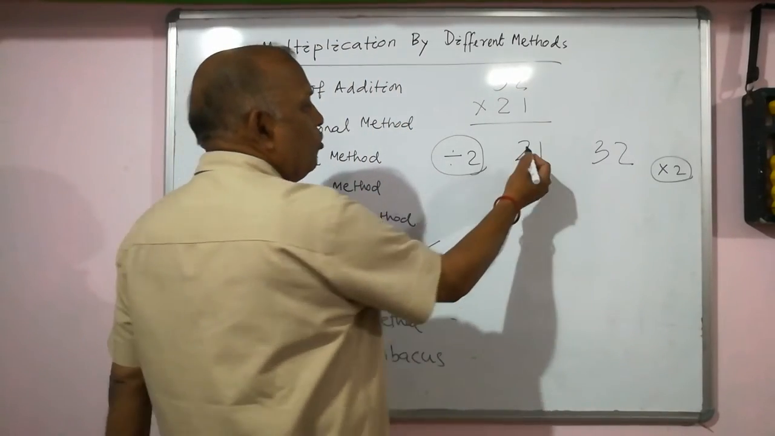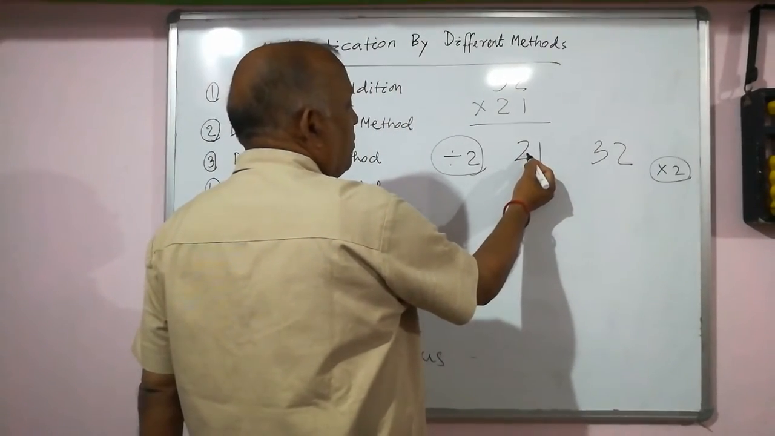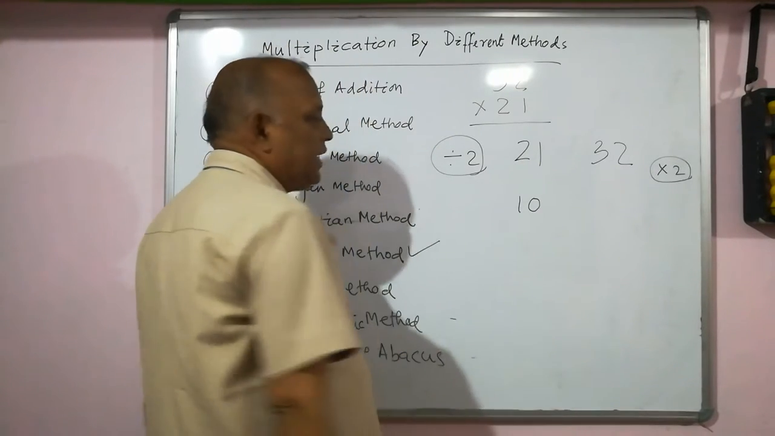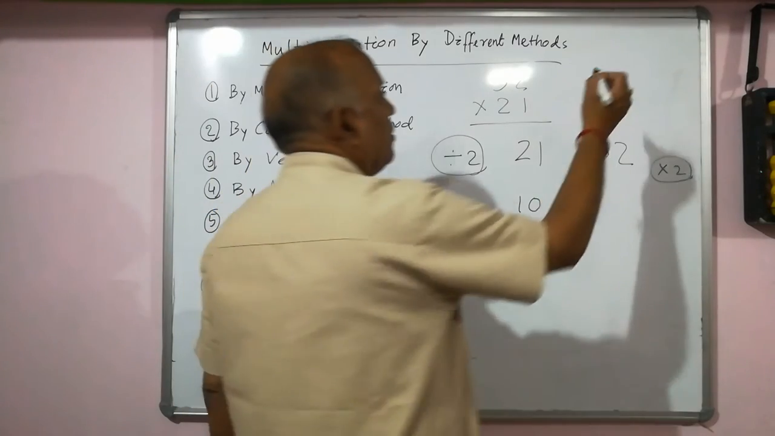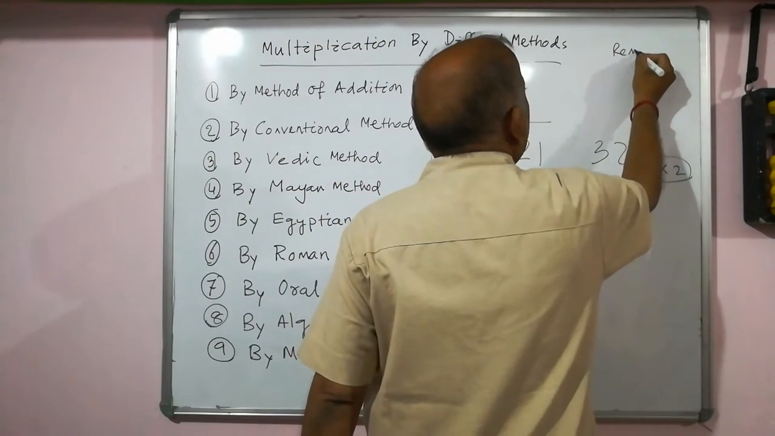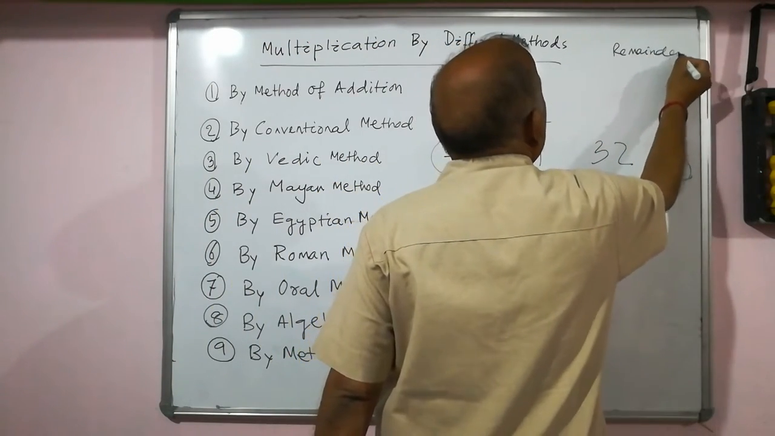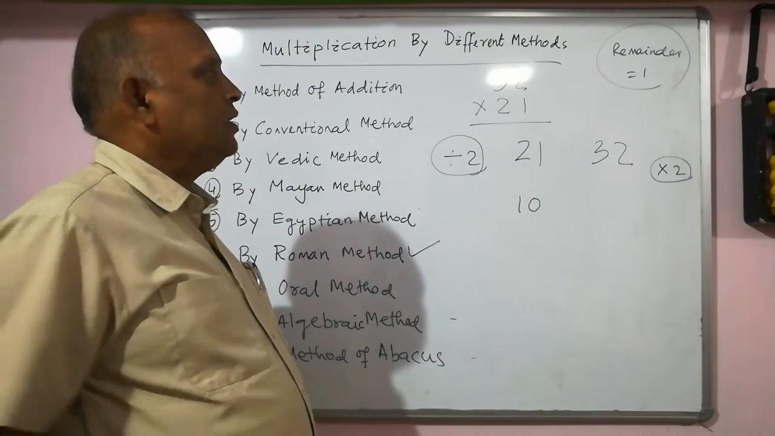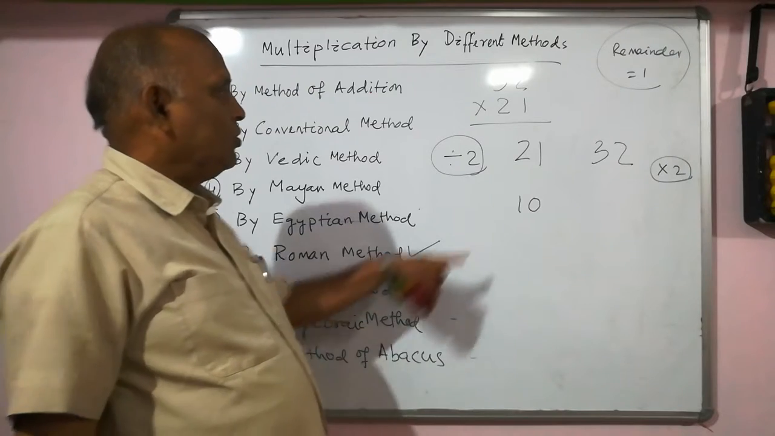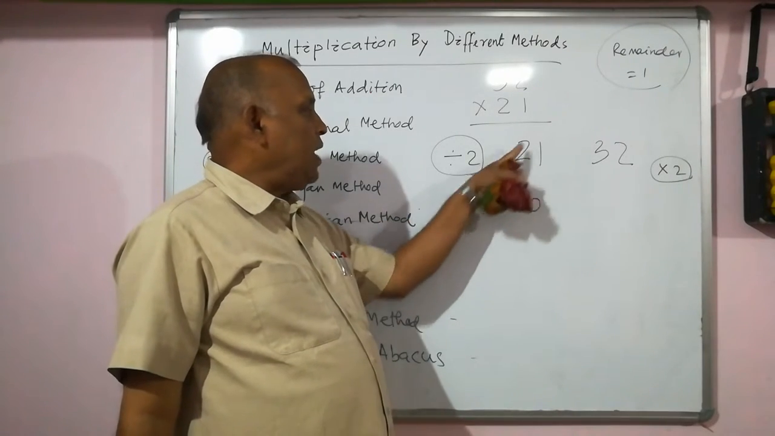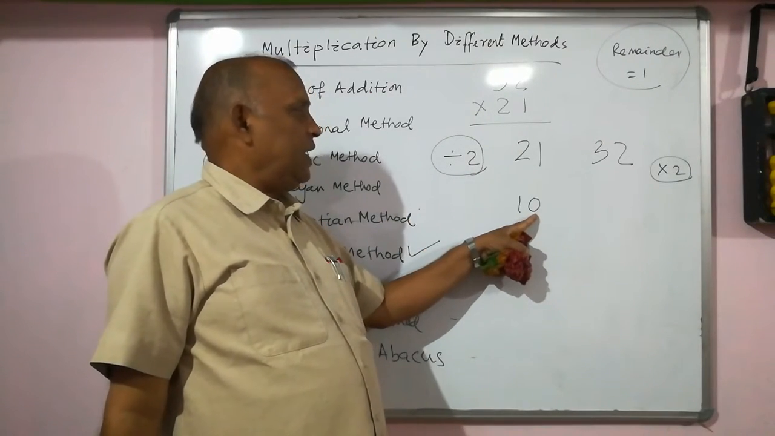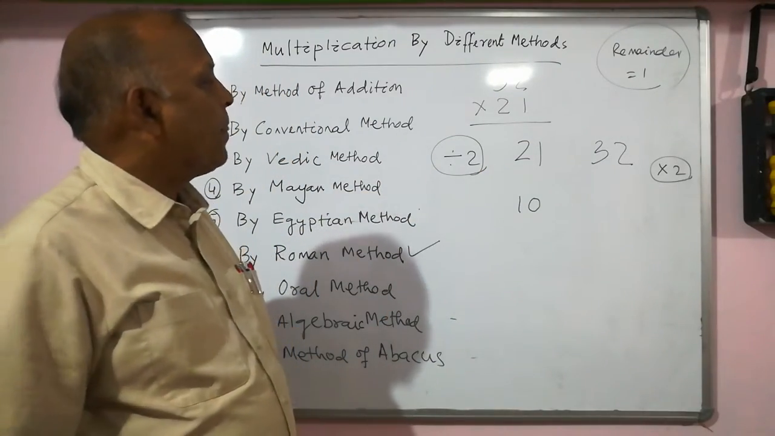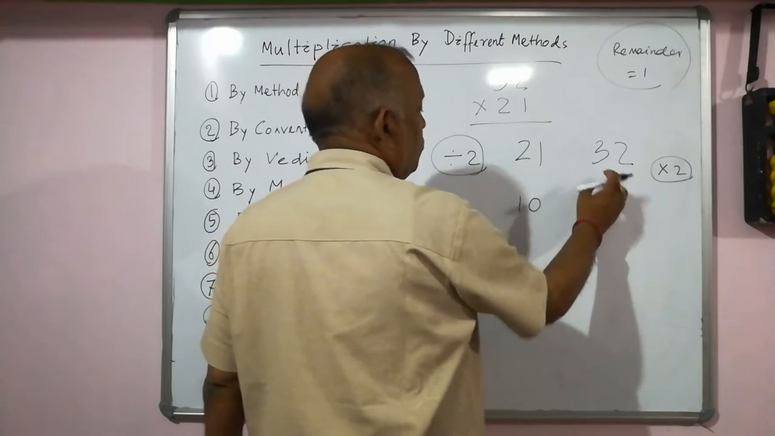So if we divide 21 by 2, you get the result 10, and 1 is the remainder. Remainder equal to 1. You neglect that. You don't consider the remainder. So 21 divided by 2 gives the result 10 and remainder is 1. You don't consider that 1. Now you double this, 32 into 2, it is 64.